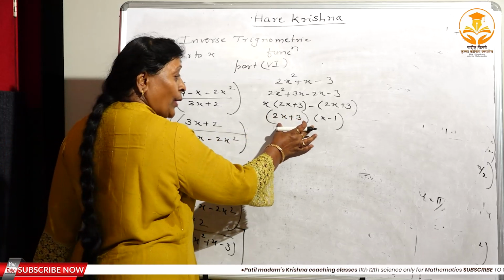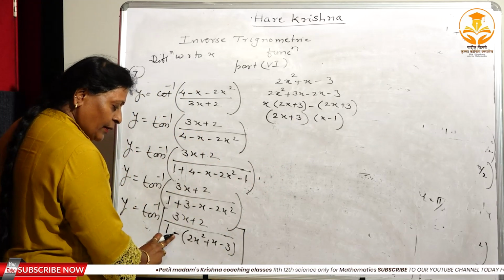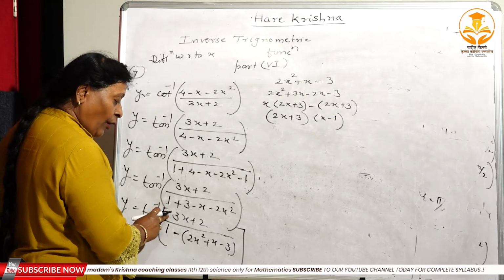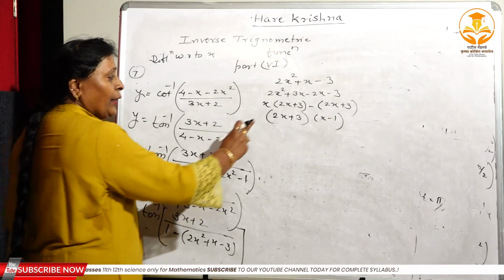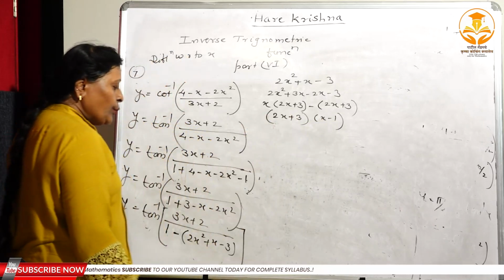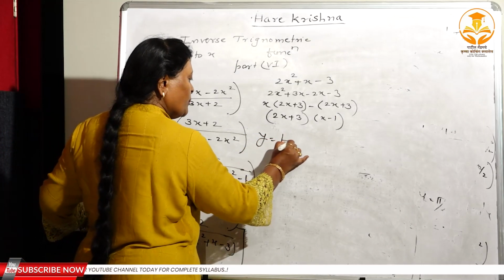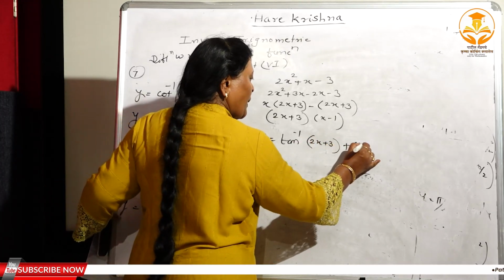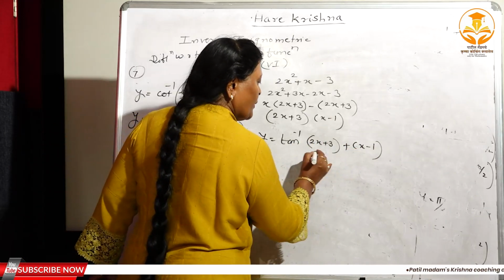Now you want to adjust these factors so that their addition or subtraction... Since there is a subtraction in the denominator, therefore the addition of these two factors must be in the numerator. Therefore to get 3x, you can take 2x plus x, that is equal to 3x, and 3 minus 1, that is equal to 2. Therefore in place of 3x plus 2, you can add these two factors, that is y is equal to 2x plus 3 plus x minus 1, right? Therefore 2x plus x is 3x, and 3 minus 1 is 2, right?